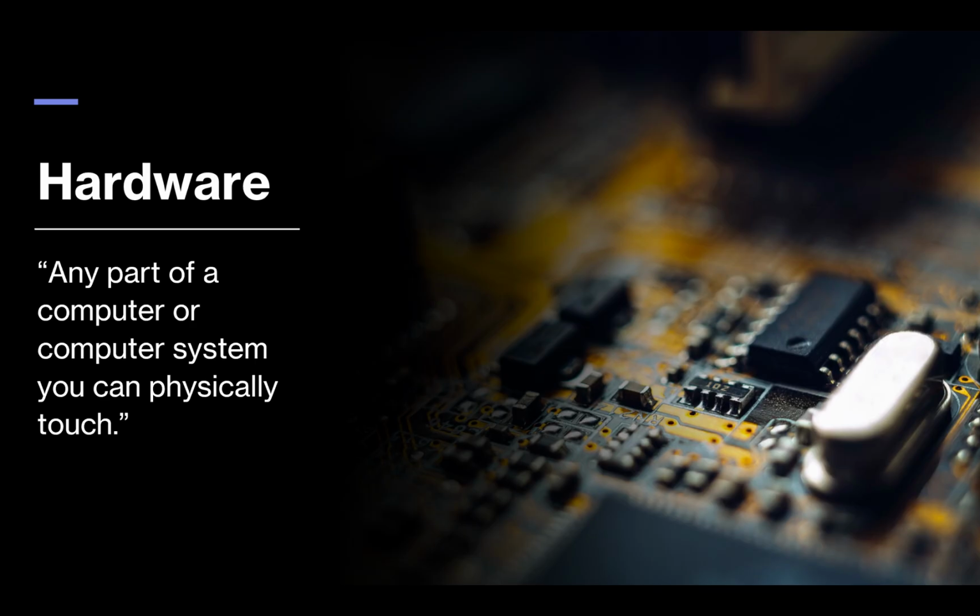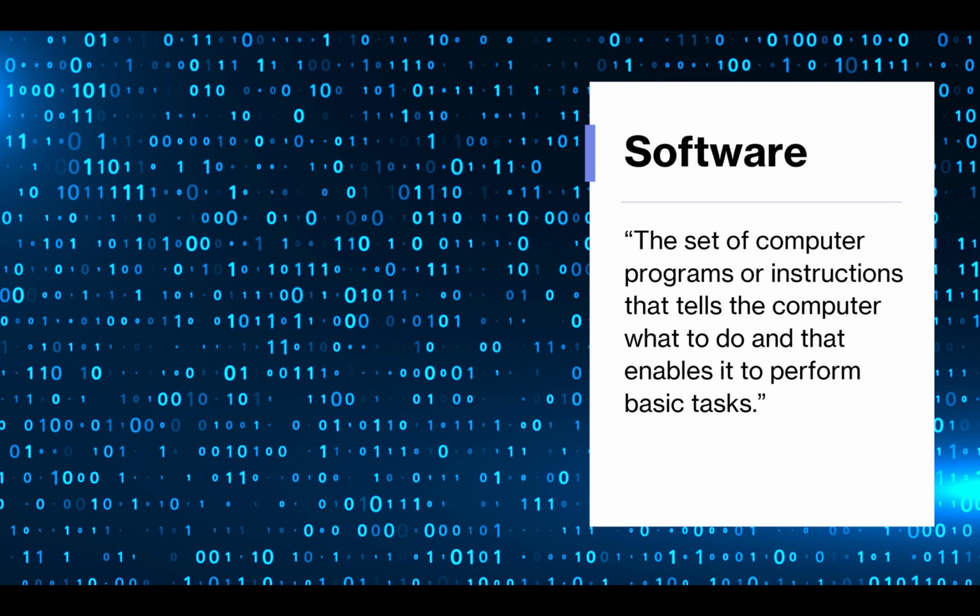Now, this is the computer itself, the parts inside, like the motherboard, the keyboard that may be attached to the monitor, or even external input devices such as a mouse. The hardware interacts with our other term that we are going to bring up, which is software. Software, once again defined by the textbook, is the set of computer programs or instructions that tells the computer what to do and that enables it to perform basic tasks.